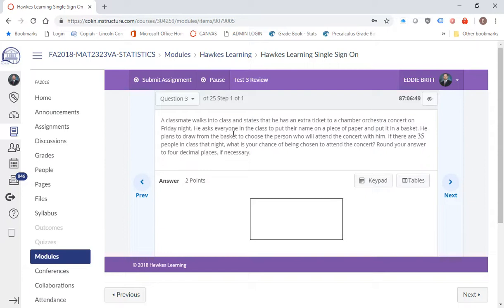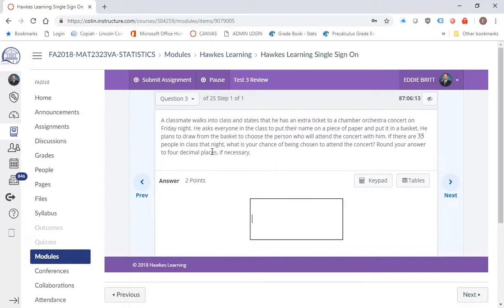All right, on this problem, this person says that they have an extra ticket to a concert, and they're going to ask everybody to put their name on a piece of paper and put it in a basket, and then they're going to randomly choose a person, and then that person can go to the concert with them. It says there's 35 people in the class. So what's the probability, or what is your chance of being chosen?